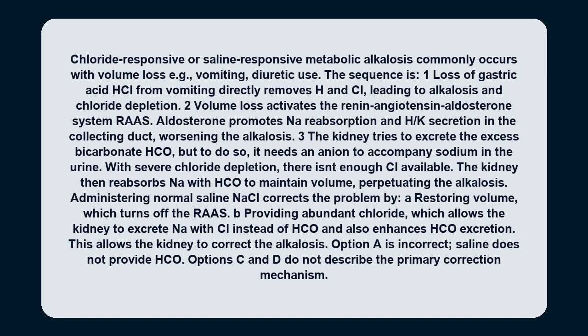Administering normal saline, NaCl, corrects the problem by A. Restoring volume, which turns off the RAAS. B. Providing abundant chloride, which allows the kidney to excrete Na+ with Cl- instead of HCO3-, and also enhances HCO3- excretion. This allows the kidney to correct the alkalosis. Option A is incorrect. Saline does not provide HCO3-. Options C and D do not describe the primary correction mechanism.